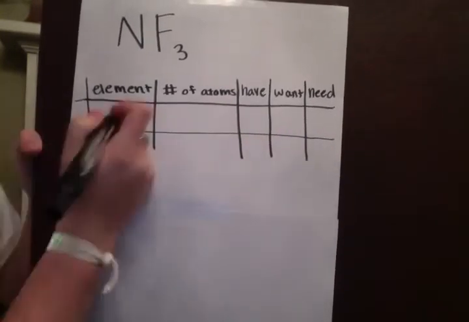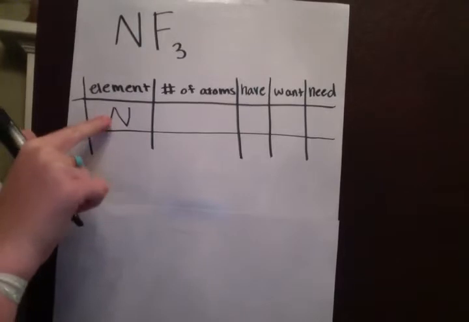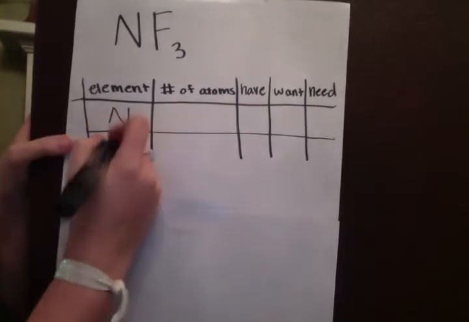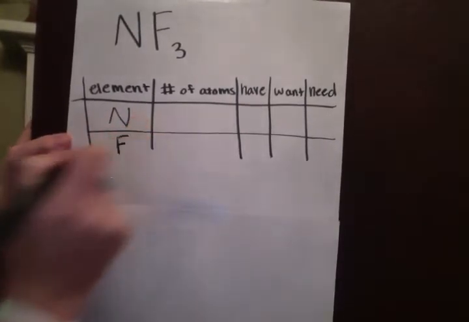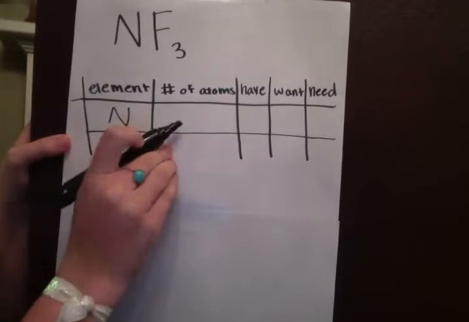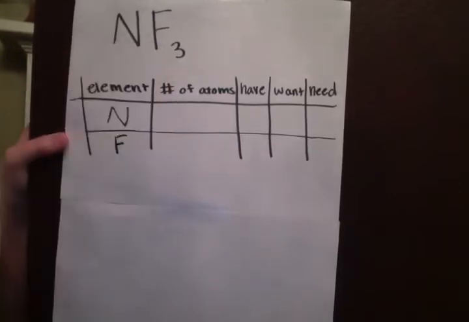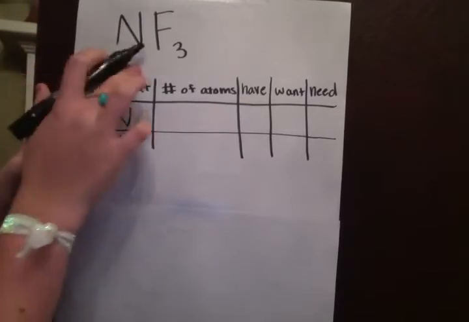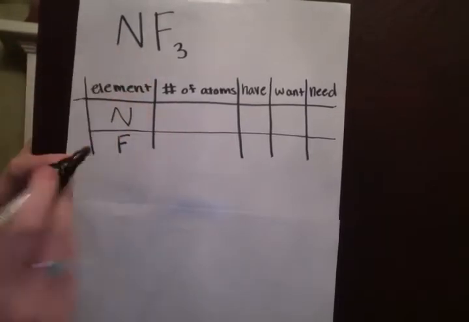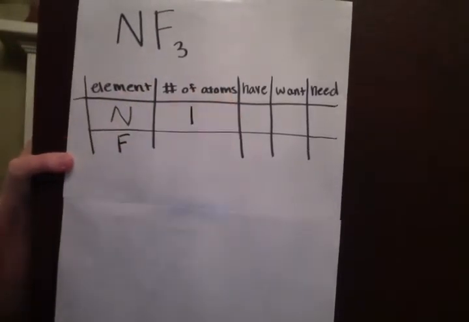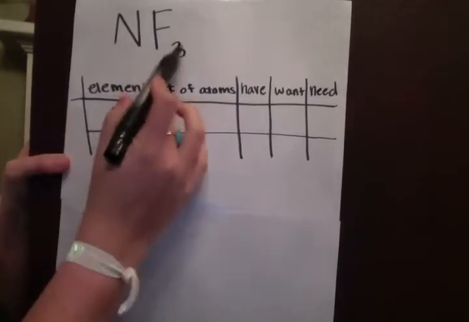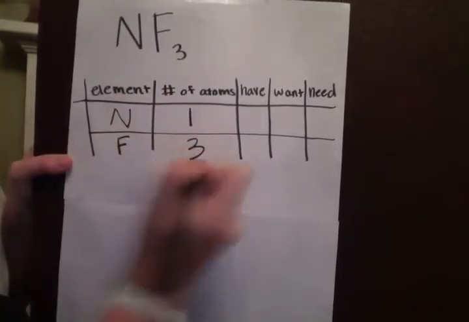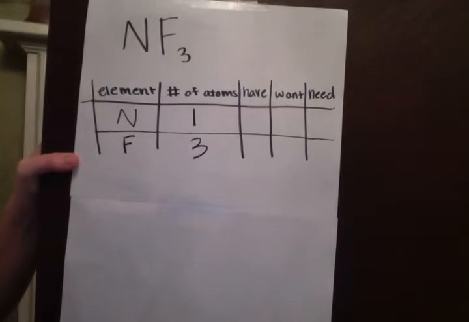So for the element, we have nitrogen, and then on the bottom row we'll put F for fluorine. And for the number of atoms, you get it from what they've given you. So for N, we see that there's an invisible 1 there, so we put 1 for number of atoms, and since F has a little 3, we'll put 3.